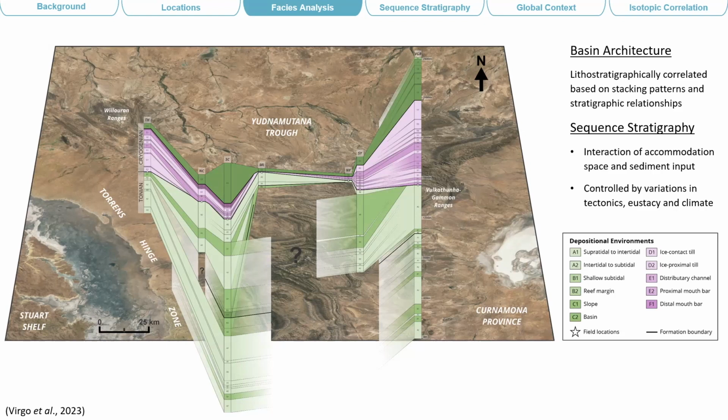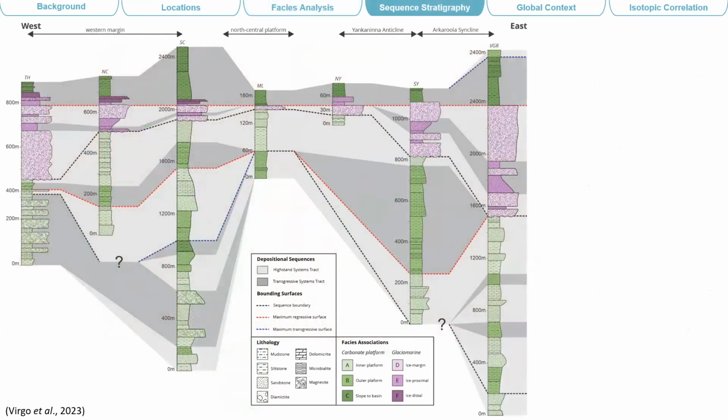And then from that, we started to think about the sequence stratigraphy, which is what Rochelle was talking about a bit before. So the interaction between accommodation space and sediment input, and that's controlled by, I don't know which one you said, Rochelle, was it allo? You know the one I'm talking about, the big scale stuff. So tectonics, ice-distal climate and things like that. So this is our sequence stratigraphic correlation across the northern Flinders Ranges. And I'm just going to go through and break it up into the pre-glacial, syn-glacial and post-glacial.